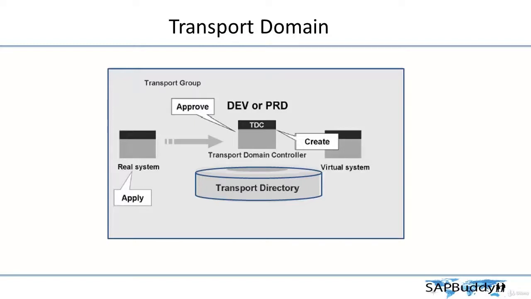Whenever you add a new SAP system to the existing domain, you need to apply to join this particular domain from the new system. In the domain controller, when you log in, you will see this request in STMS in the initial screen, which needs to be approved by the domain controller. Only then will the system be added to this particular domain.